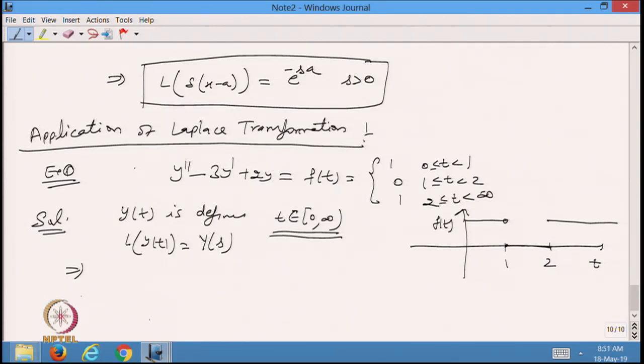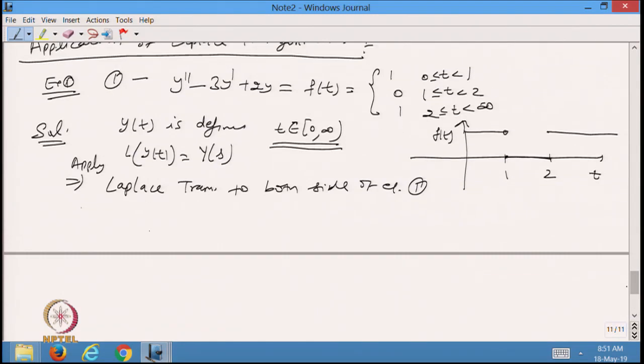So, from here what I will do is take this equation number 1 and apply the Laplace transformation to both sides of equation 1. So, in that case I will take the Laplace transformation of y double dash minus 3y dash plus 2y equal to the Laplace transformation of f t.